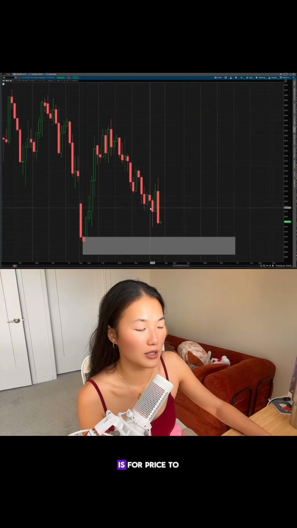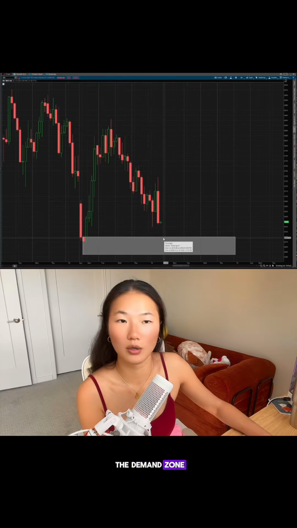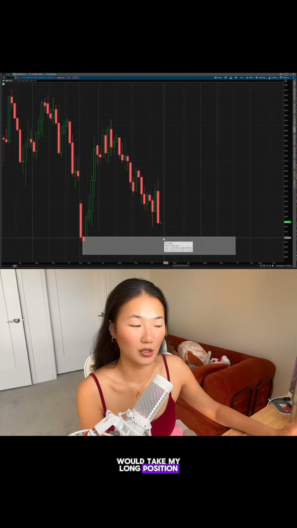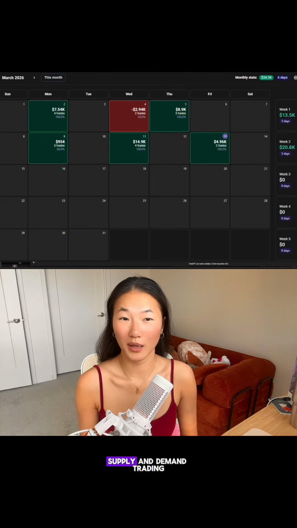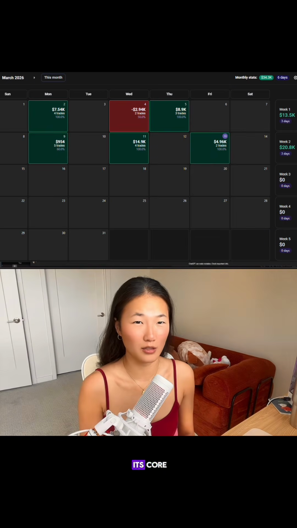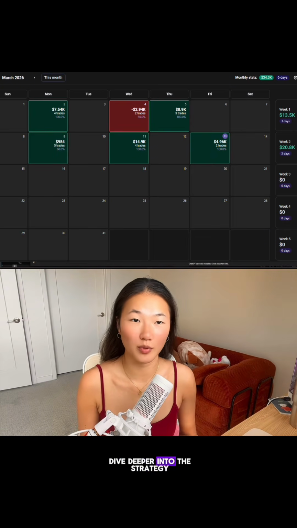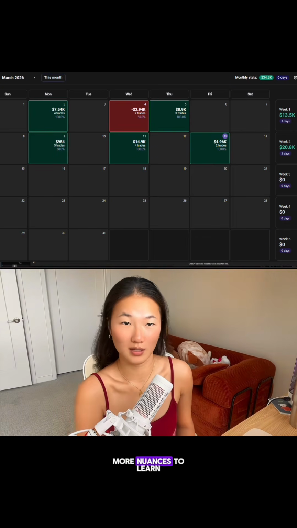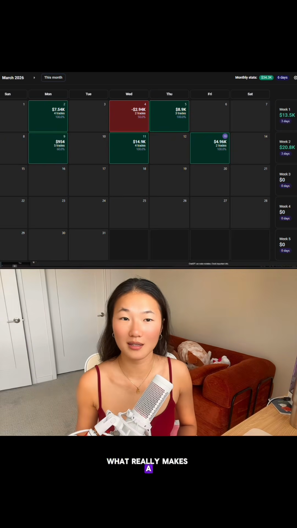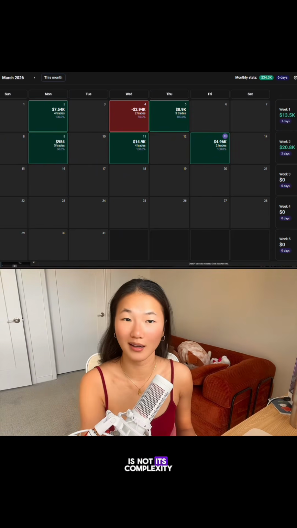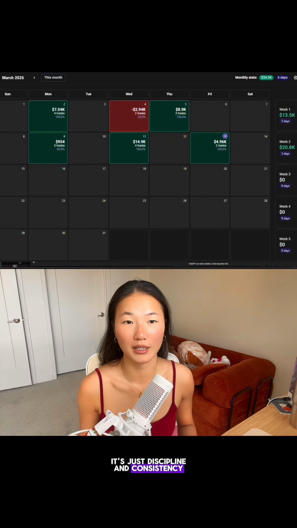And basically what I'm waiting for is for price to come back down into the demand zone, and that's where I would take my long position. And that's honestly pretty much it. Supply and demand trading is really simple at its core. Of course, as you dive deeper into the strategy, there's going to be more nuances to learn, just like anything else. What really makes a difference in trading strategies is not its complexity, it's just discipline and consistency.